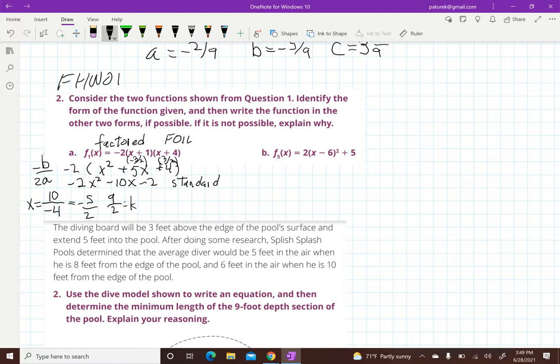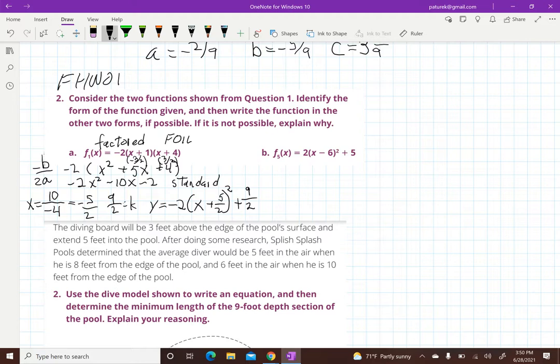So given that a is -2, in vertex form, I have -2, open parentheses, x minus the value of h. So that's going to be +5/2, close parentheses, quantity squared, plus k. So I'm adding 9 divided by 2, finishing off writing 2a in vertex form.